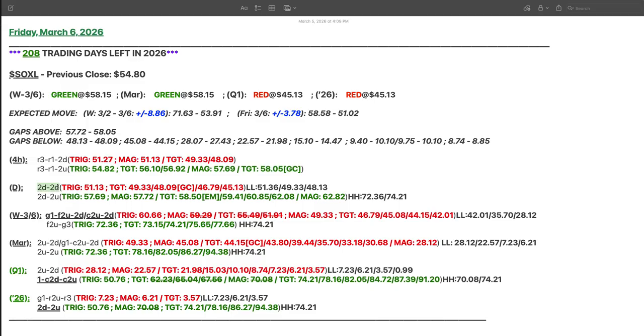On the day chart, we talked about we would have a two down continuation triggering at 51.13, and we'd have the extended targets out here again. Last month's low, the gap close, major support for 2026, and the major resistance of 2027. And then 45.13 is the opening of another gap as well.